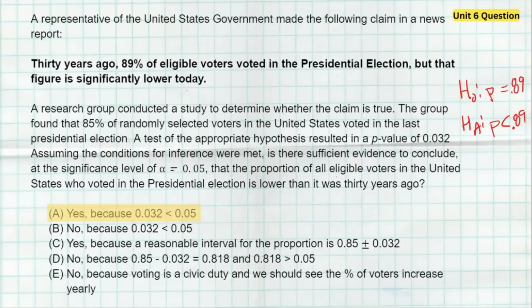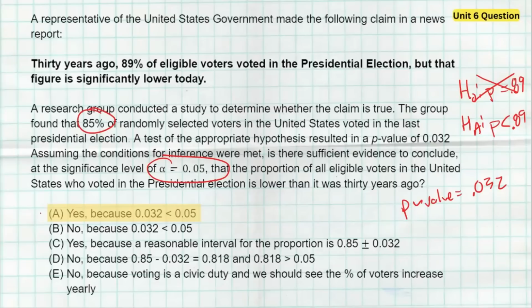So they didn't ask us to do all the work, right? They did get a sample that showed 85%. They did all the work for us, and they got a p-value of 0.032. Now, they did ask us to use a significance level of 0.05. So now we have to remember our conclusion. Because our p-value is less than our significance level, that means we're going to reject the null, and there is evidence. Yes, there is evidence that the alternative is true and that the true proportion of eligible voters in the presidential election is less than 89%.